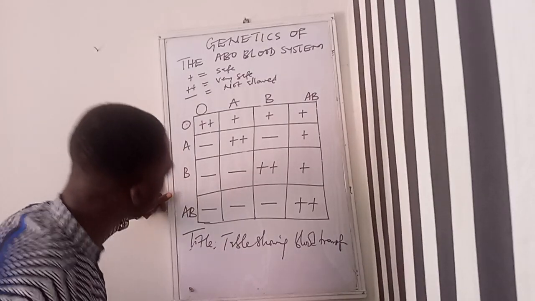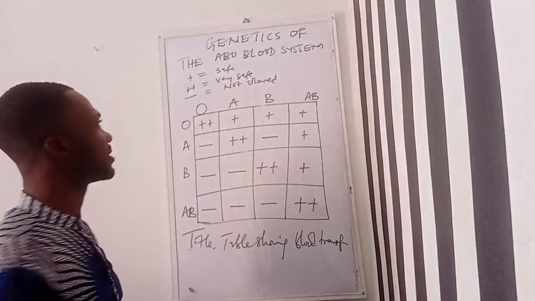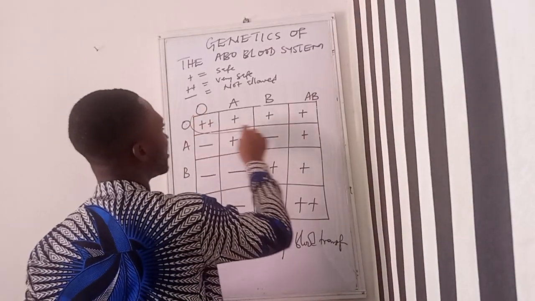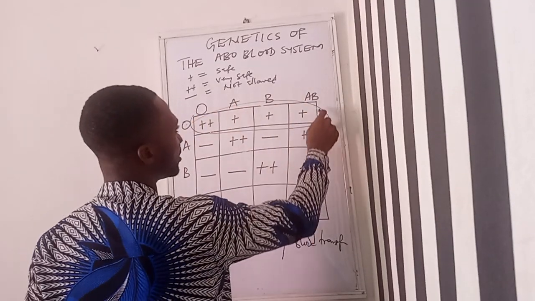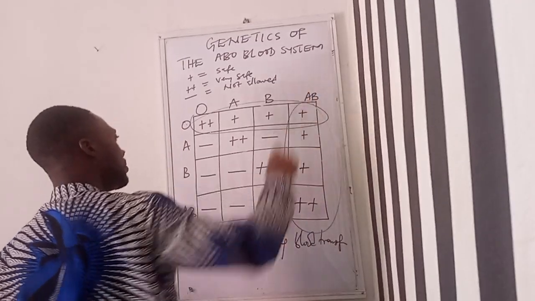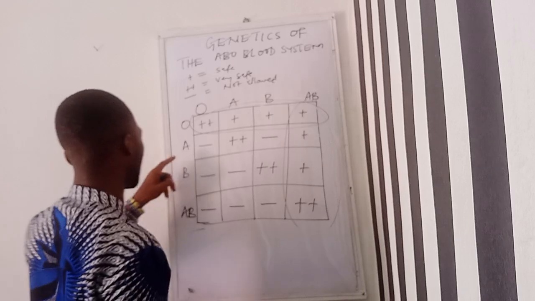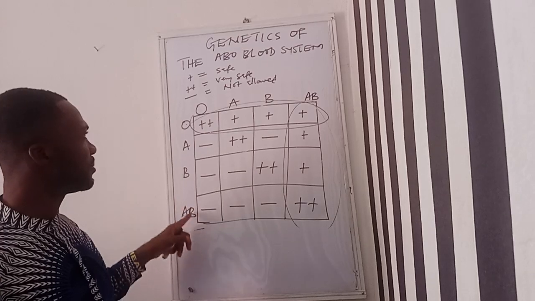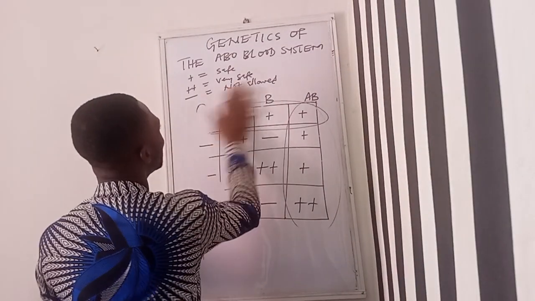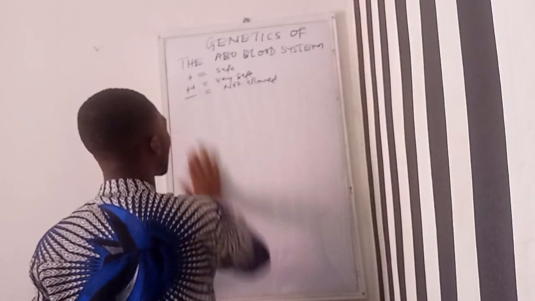Having known this, I said A can donate to AB, as you can see. The whole of this, O is donating to others. This is the universal donor. Then AB receives from others. So AB is a universal recipient. I say that A can donate to AB, but AB cannot donate to A. Let's see why A can donate to AB, but AB cannot donate to A.